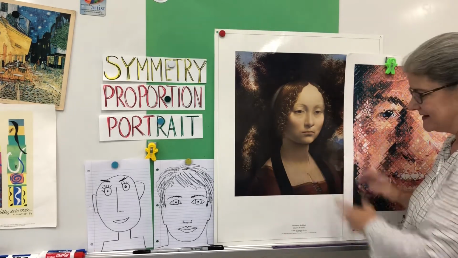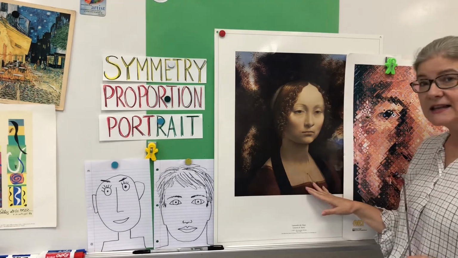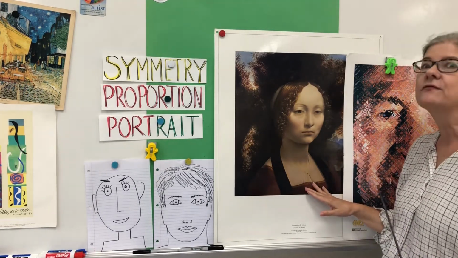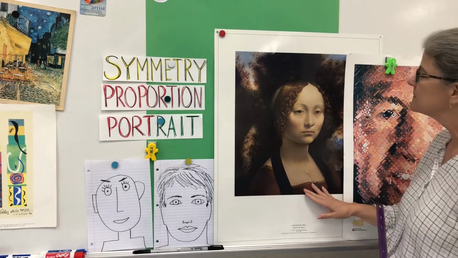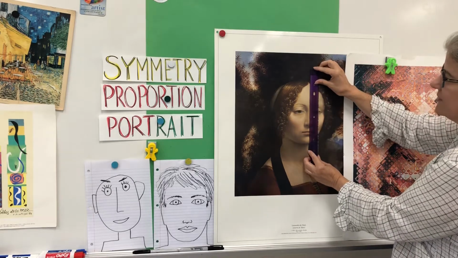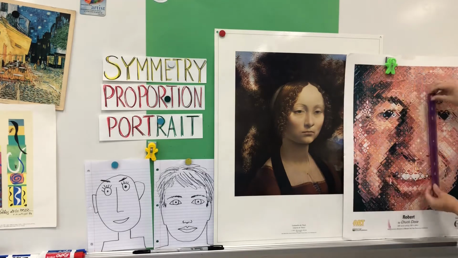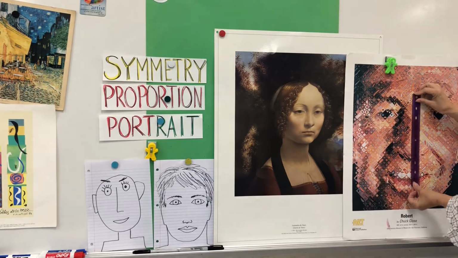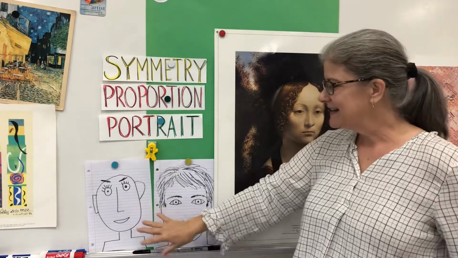I'm going to use my ruler to show you that this portrait by Leonardo da Vinci, which he painted in 1474, that was in the 15th century, he used symmetry. How the line of symmetry down her face is right there. The line of symmetry down this face is right here. Let's talk about this one.